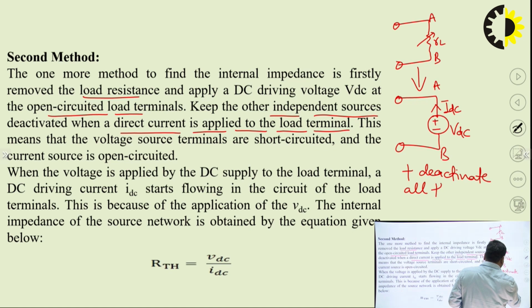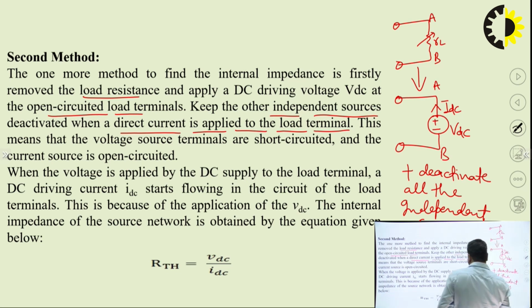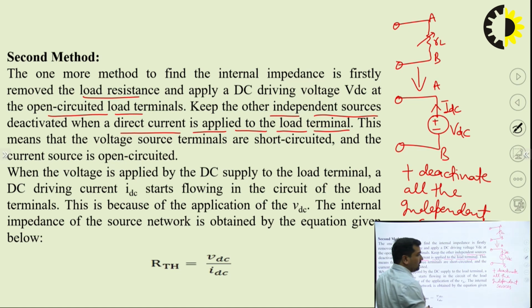all the independent sources. Okay, and keep the dependent source as it is. There is no change with the dependent sources.